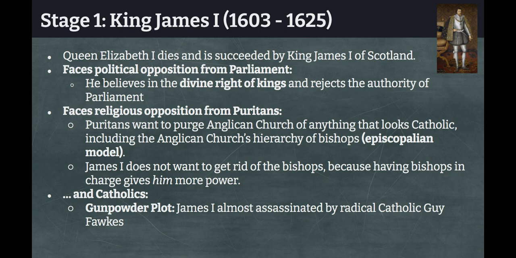Now, King James is not beloved by the Catholics either. And in fact, they attempt to assassinate him. So there's this guy named Guy Fawkes. He organized this thing called the Gunpowder Plot, in which he tries to assassinate King James I, as well as some other members of his government. It fails, but it really spooks King James a lot.